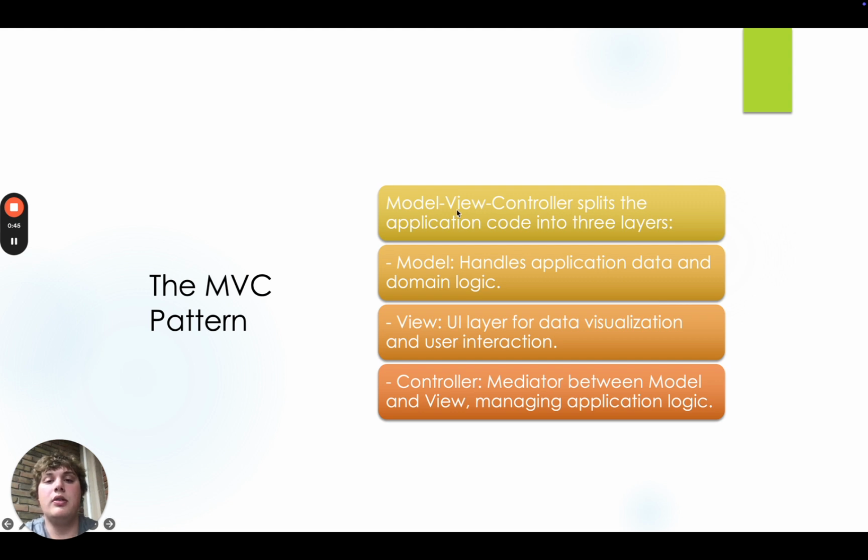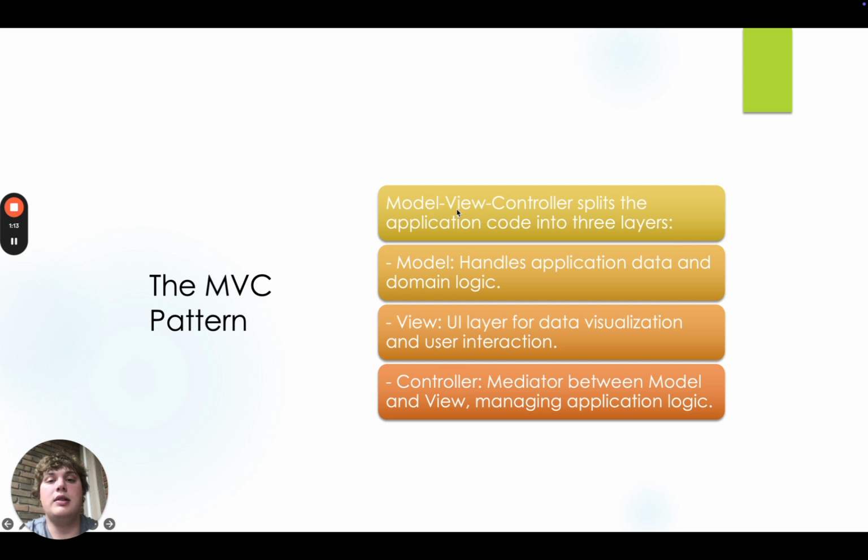Model. The model is the backbone of your application. It is where your data lives. It manages application logic, handles communication with the database, and fetches data from APIs. Importantly, the model has no idea about the user interface. It focuses solely on the data. For example, in an app, if you're retrieving a list of products, the model is responsible for fetching and structuring that data.